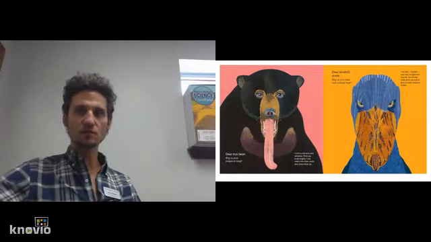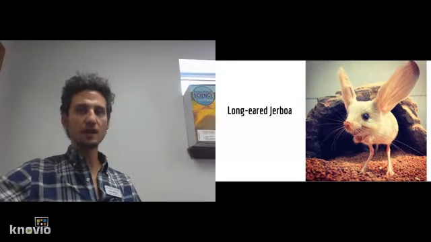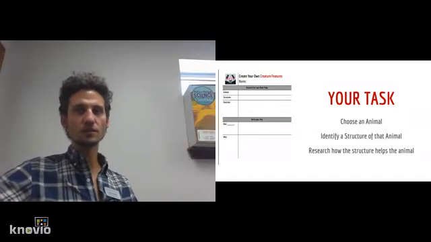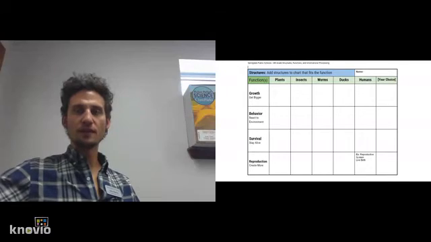So students are going to be researching an animal like the long-eared jerboa or another animal, and they're going to be creating their own book page. So it'd be a great collaboration piece with your art teacher. It's something that I think students will really enjoy. And finally, students will add their animal to the Your Choice column on the Structures and Functions chart.